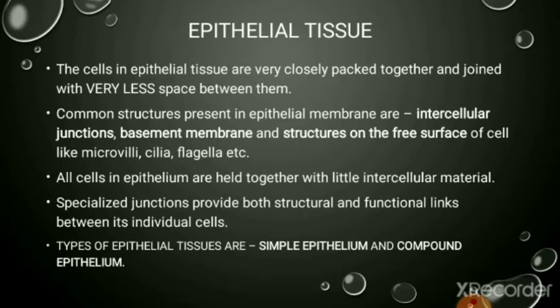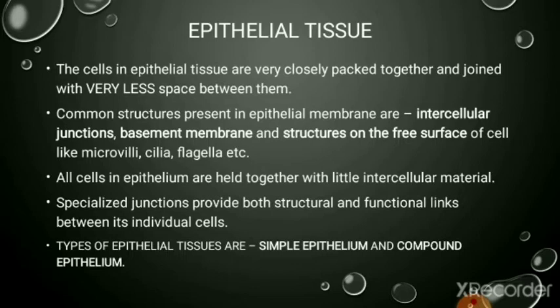One of the most important characteristic features of epithelial tissue is the presence of intercellular junctions, which help in the transportation of materials between two adjacent cells. And the cells of epithelial tissues always rest upon a basement membrane. All the cells in epithelial tissues are held together with a little intercellular material, which helps these cells to stay intact with each other. Some specialized junctions provide both structural and functional links between the individual cells.